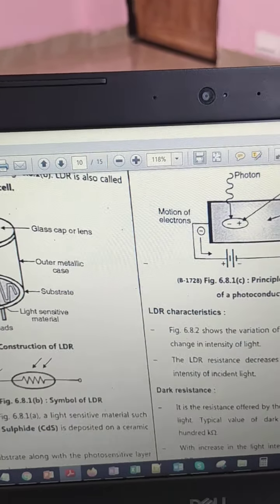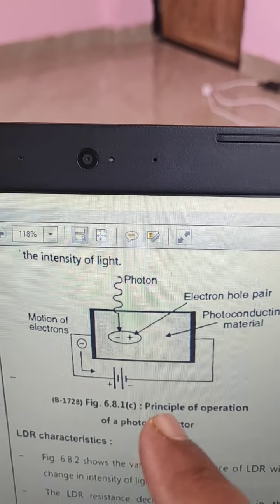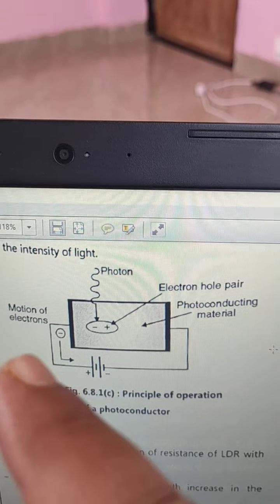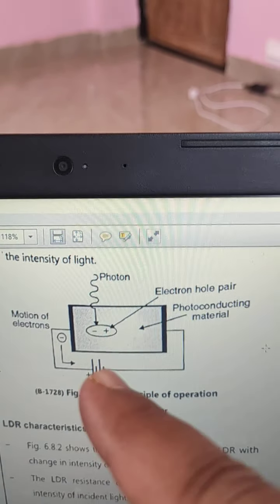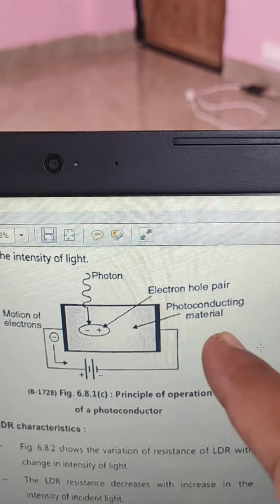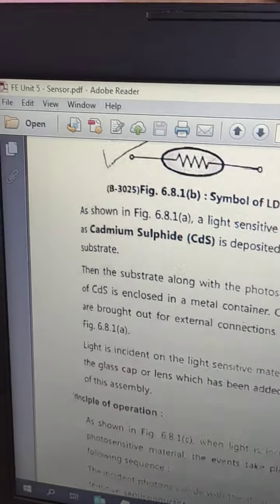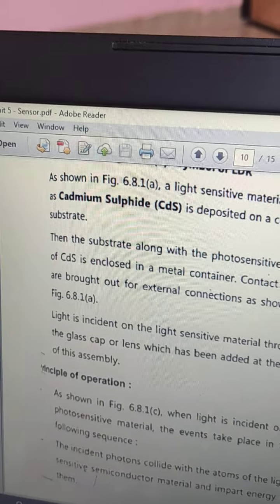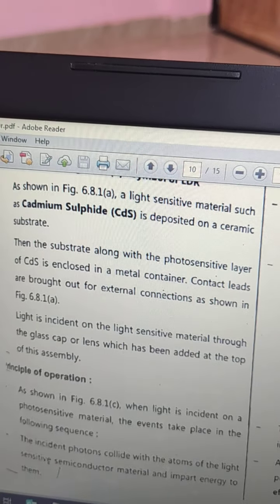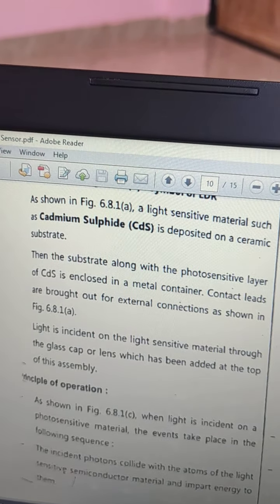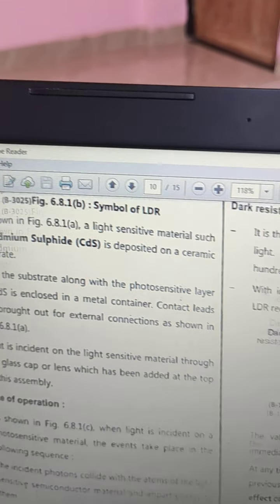Now we will see the principle of operation or working. Here we apply a supply. These are the motion of electrons, and here photon light is incident. Due to the incident photon light, electron hole pairs get generated, and this is a photoconductive material. So when light is incident on photoconductive material, what happens? Incident photons collide with the atoms of the sensitive semiconductor material and impart energy to them.